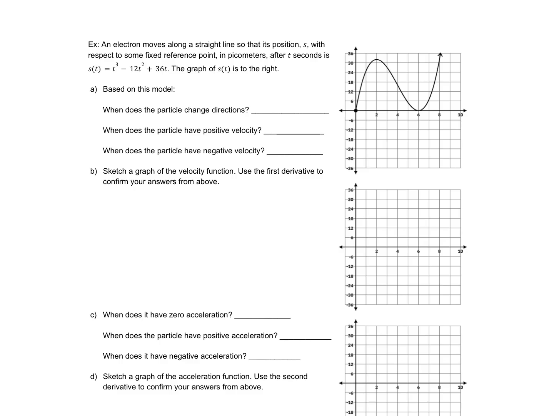So an electron moves along a straight line so that its position S with respect to some fixed reference point in picometers after t seconds is S at t equals that cubic function. The graph of S at t is to the right. So if I'm looking at the graph, here's time. It looks like this little electron is moving away in the positive direction. Then it takes a little pause. Then it comes back towards the start. So now it's back at the starting point. And then it leaves and keeps going forever.